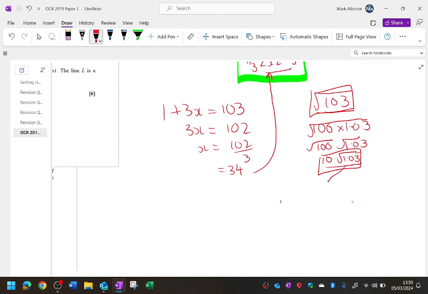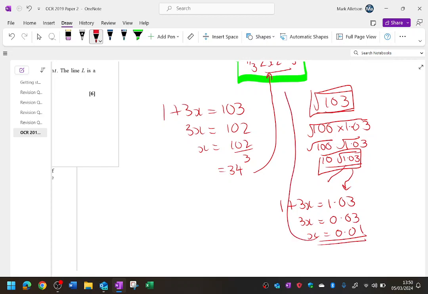So we want 1 plus 3x to be 1.03, and then it would be the same as the thing underneath the root. So we take away 1 from it, so 3x would equal 0.03. Divide by 3, x would be 0.01. So now we have an answer that we can use because it is in between the limits.